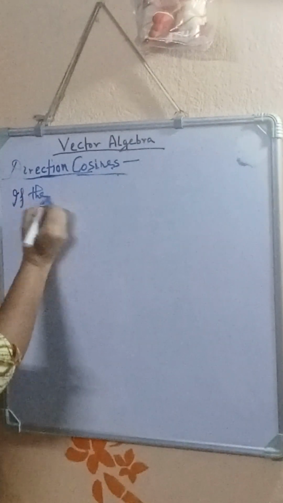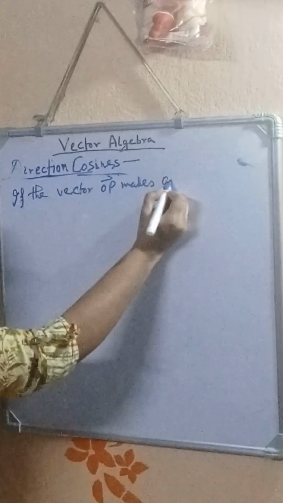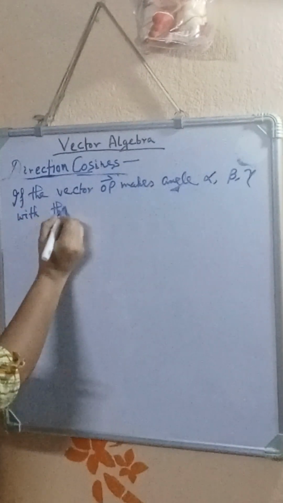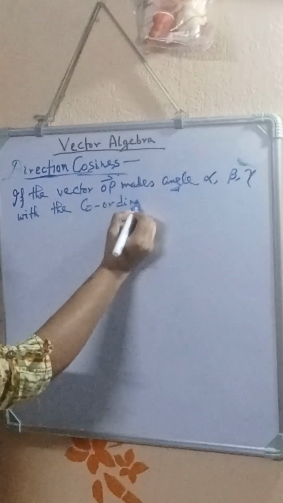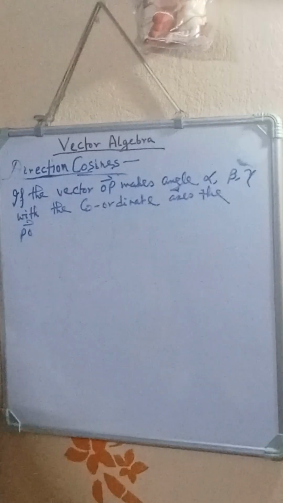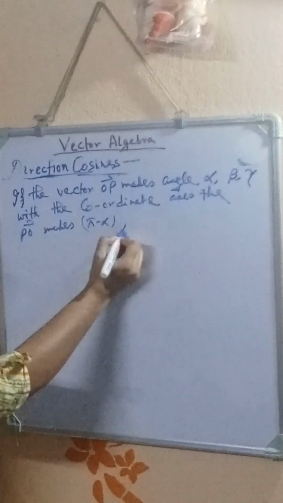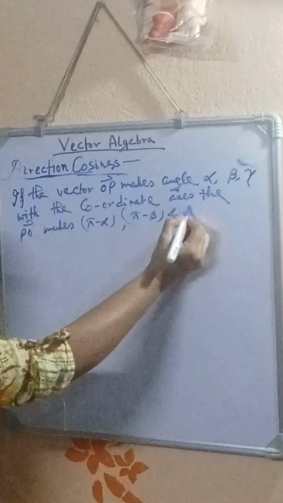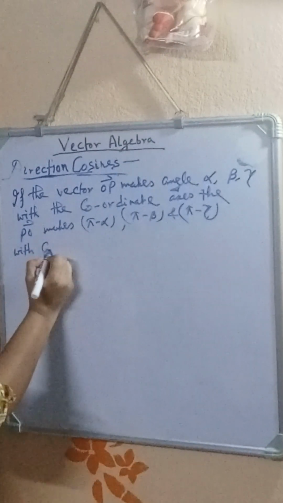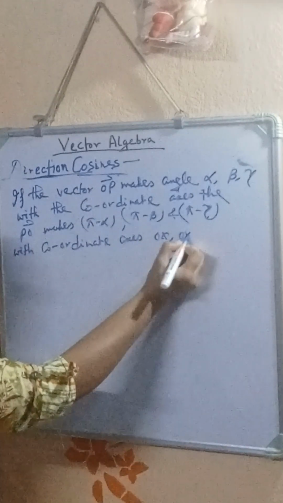Now, if the vector OP makes angles alpha, beta, gamma with the coordinate axes, then PO makes pi minus alpha, pi minus beta and pi minus gamma with the coordinate axes OX, OY and OZ.